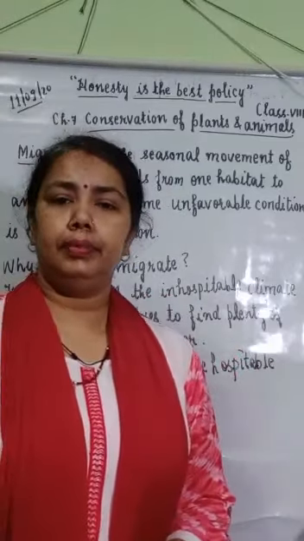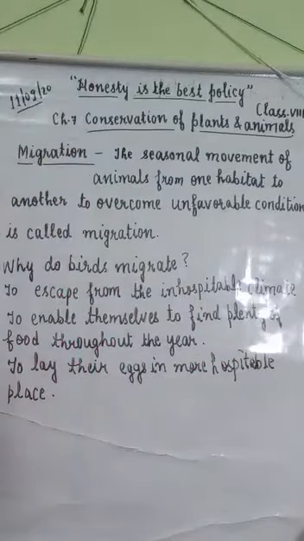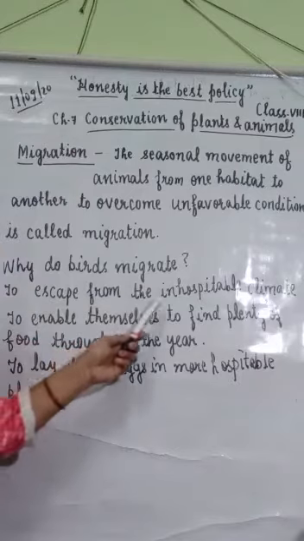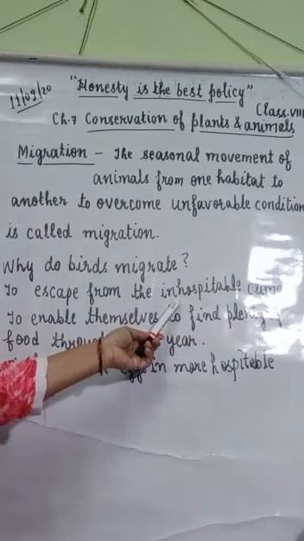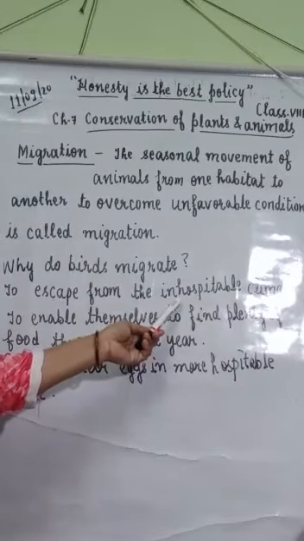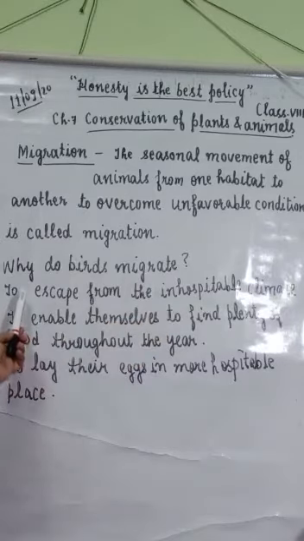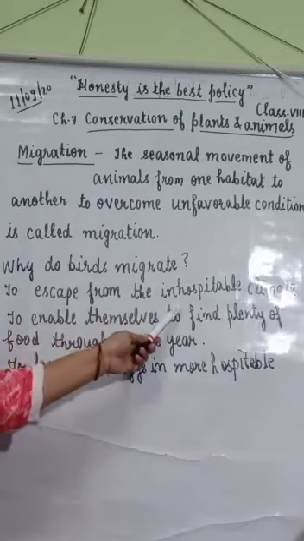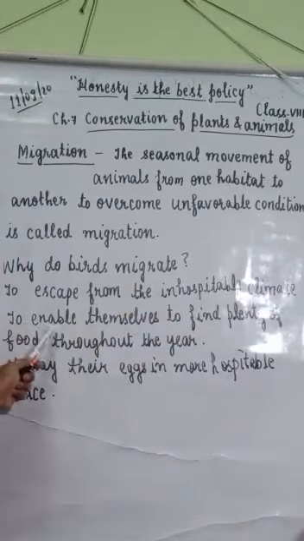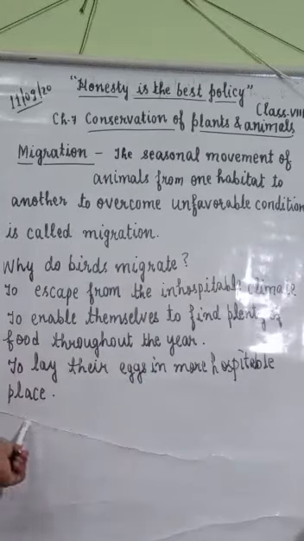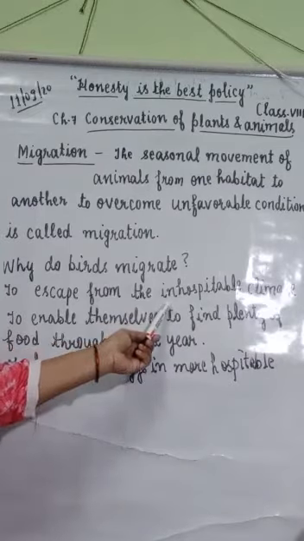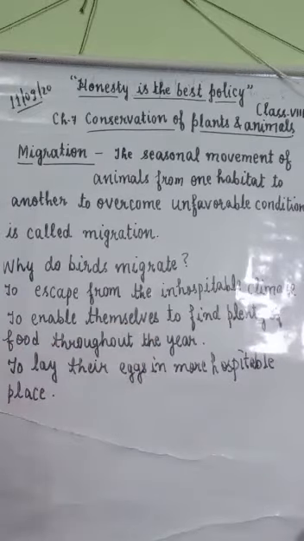So why do birds migrate? To escape from the inhospitable climate. Inhospitable means not too pleasant to live in, especially weather. So birds migrate to escape from the inhospitable climate, to enable themselves to find plenty of food throughout the year, and to lay their eggs in a more hospitable place. Hospitable means pleasant, and inhospitable means not pleasant to live in.